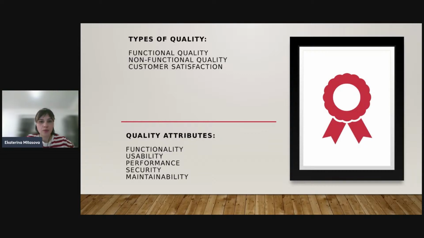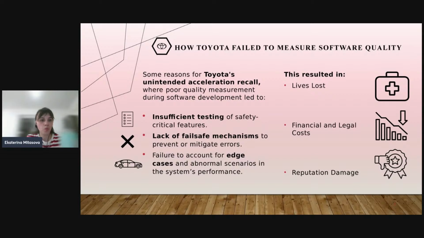So let's move to the next concrete example. You can see the slide about Toyota, and it's a real example that happened to Toyota. To ensure that we truly meet all the requirements, it will be useful to measure quality. And here, we understand that a failure to measure quality in real life can lead to a big failure.